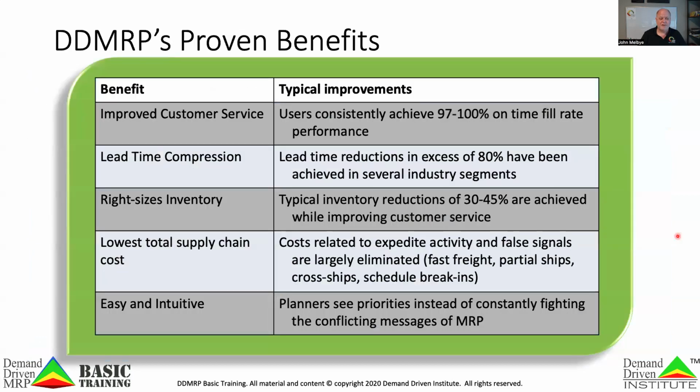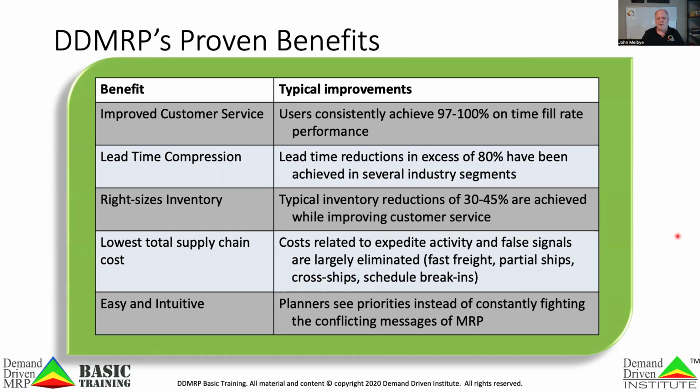The proven benefits of DDMRP: we improve customer service, often up towards 100% on-time delivery. We compress the lead times. We've seen situations with different companies where they've gone from an 8-week lead time to their customers to a 1-week lead time for their customers, and that can make all the difference in whether we get the order or not. We right-size the inventory, making sure that we don't have too much of one item and that we have enough of another item.